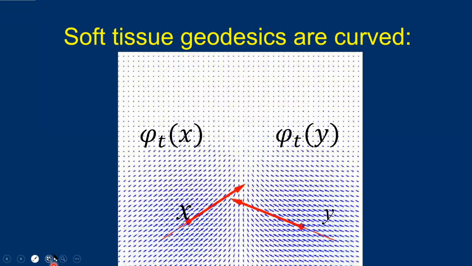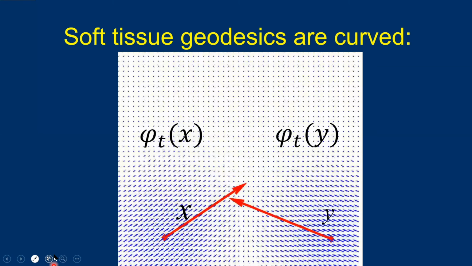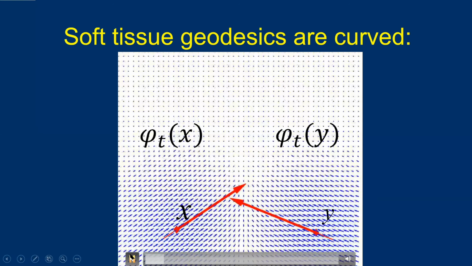So here's an example of two particles that correspond to our soft tissue geodesics. And the video stopped running because it's probably running out of memory. But, oh, I can do this. Nope.